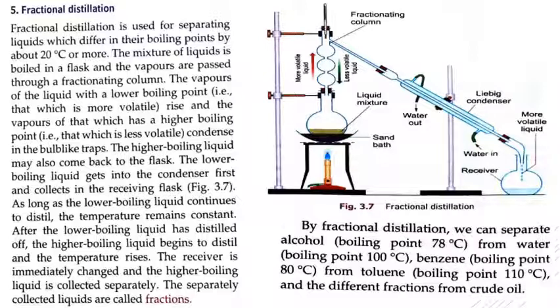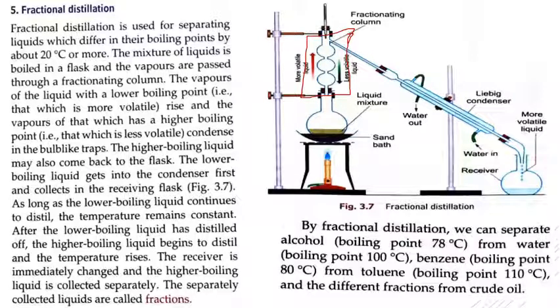The mixture of liquids is boiled in a flask and the vapors are passed through a fractionating column. What is a fractionating column? See the picture on the right side, and it is also in your book on page number 25. This is called a fractionating column.